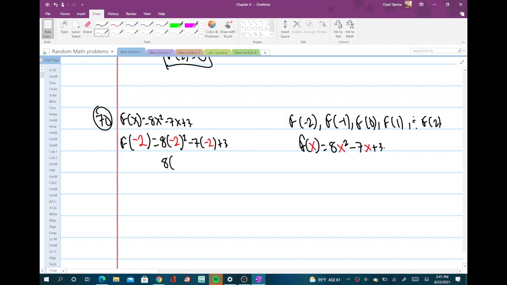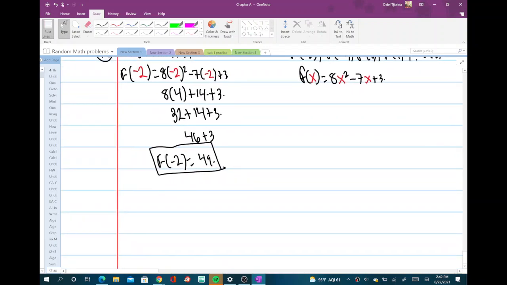So you have 8, and then negative 2 quantity squared is 4. And then minus 7 times negative 2. A negative times a negative is a positive. So you know that negative a times negative b is ab, right? So you're going to do plus 14 plus 3. Then you have 8 times 4, that's 32, plus 14 plus 3. This is going to be 46 plus 3, so that's 49. So we know that f of negative 2 equals 49.